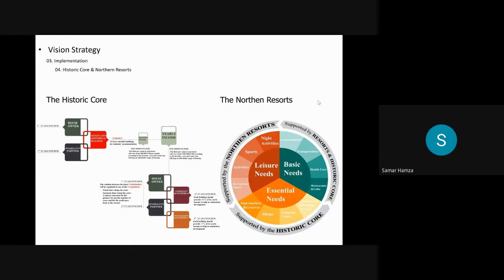So if we have two stakeholders, maybe the house owner and a development partner, they can work together to achieve a target, which is renovating a historical building, and this would lead to monthly income and then yearly income. This income can be distributed after that to the house owner and to the development partner, and part of this income can go to community development, and part of that can go to house maintenance in order to keep the area and the historical building.